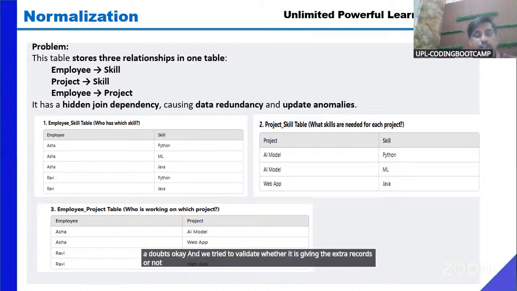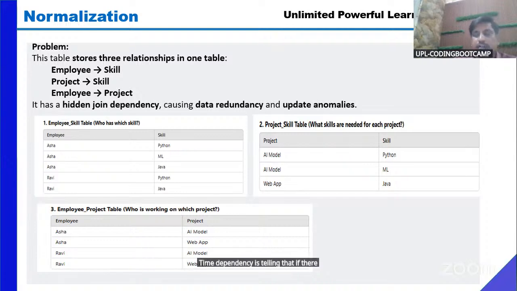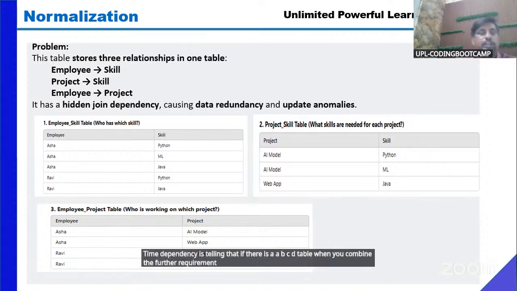Something like that we will verify. So that is what we call the fifth normal form. That means join dependency is telling that if there are B, C, D tables, when you combine them for the requirement, it should not give extra records, additional records, or misleading records. So that is called fifth normal form.